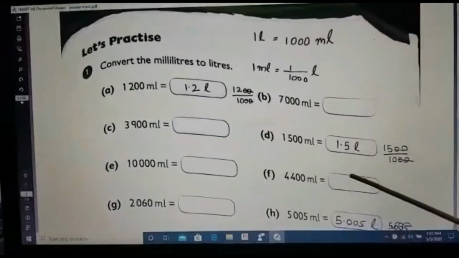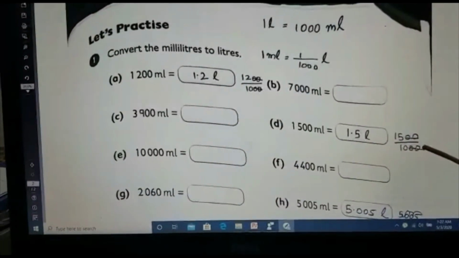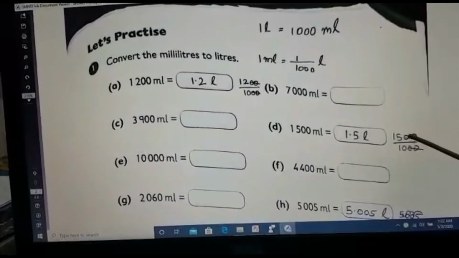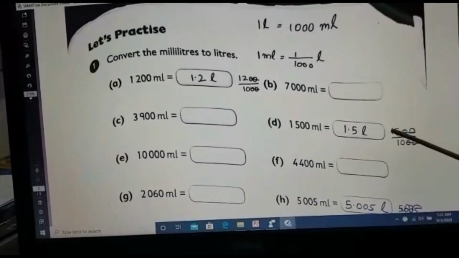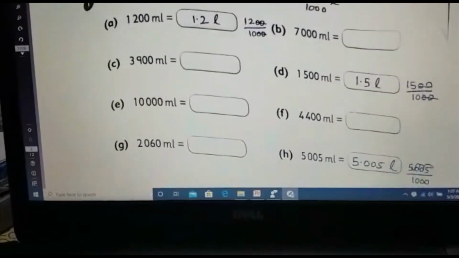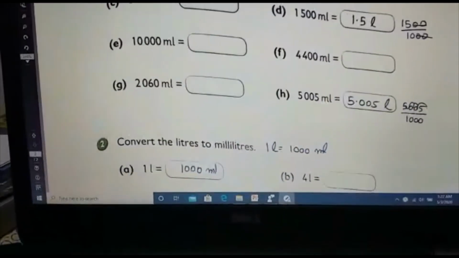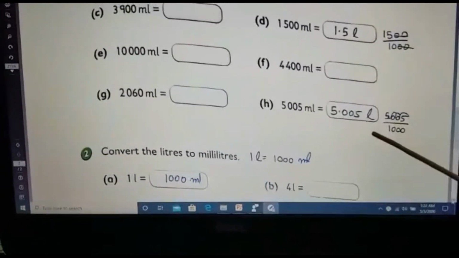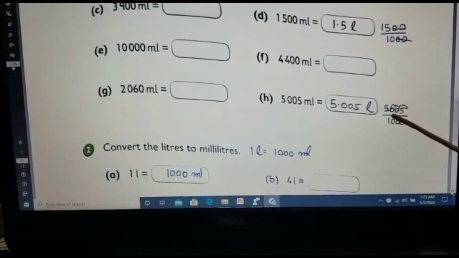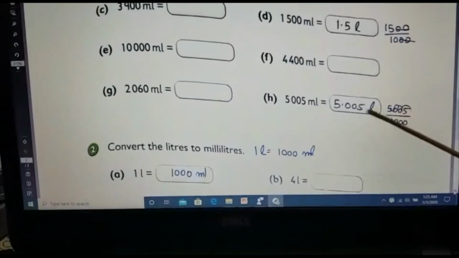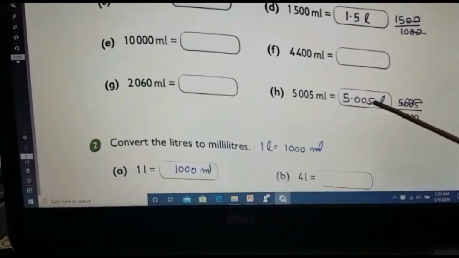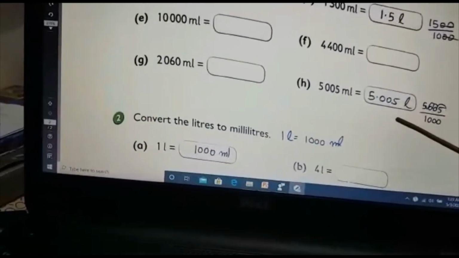Okay, so here see 1500 divided by 1000, again I cancel 2 zeros here, 2 zeros here. First you cancel the zeros in the numerator and check how many in the denominator. So 15 by 10 is 1.5. Same, 5005 milliliter to liter. So 5005 divided by 1000. So 3 zeros, so I will move the decimal 1, 2, 3 digits. So what is the answer? The decimal comes in between 5 and 0. So it is 5.005 liters.